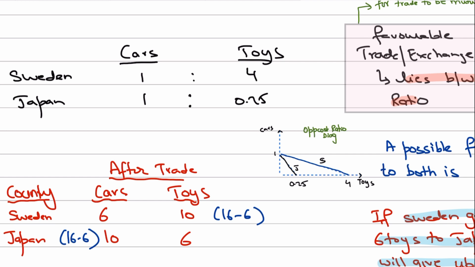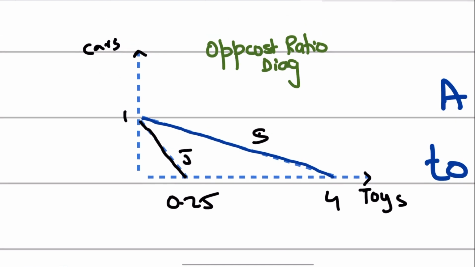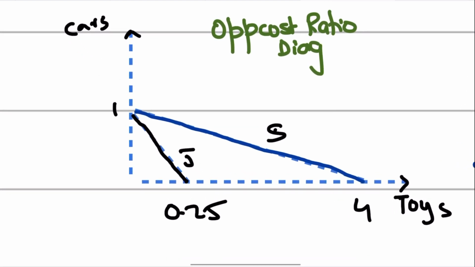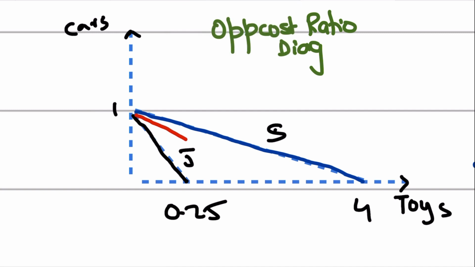Now what is going to happen, and whether trade will be beneficial or not, because this will actually prove to us why we are taking the exchange ratios in between the opportunity cost ratios. So for example, let's say that in this example we took an exchange ratio of 1:1, which was lying in between the opportunity cost ratio. We took an exchange ratio of 1 car for 1 toy, right?